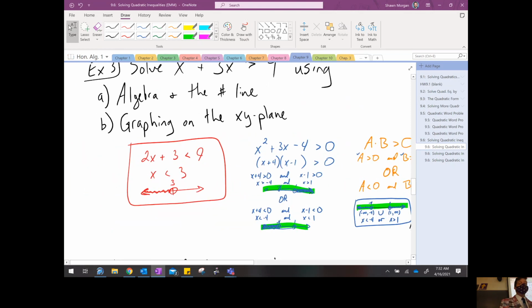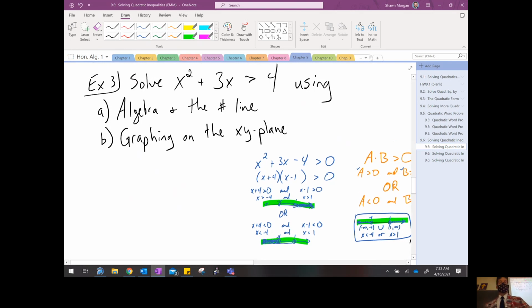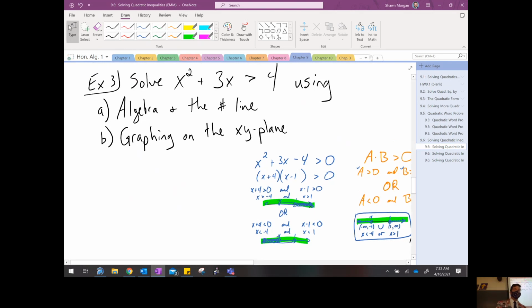It is much easier, I prefer, considering part B here, considering what the graph would look like on the XY plane, okay? Grove, what type of inequality are we dealing with in this example? Like what's the nature of x squared plus 3x greater than 4? Quadratic. It is a quadratic inequality. And Ben Rouse, what is the graph of a quadratic function?